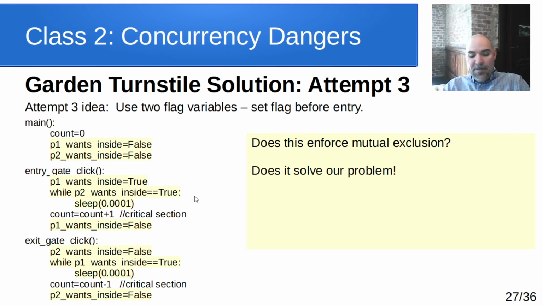All right, attempt 3. Well, maybe we're onto something there with this flag idea. So let's try it a different way. Let's use 2 flag variables, 1 for each of them, because we might say, well, them sharing that flag between them was the problem. And again, ignore the missing underscores.